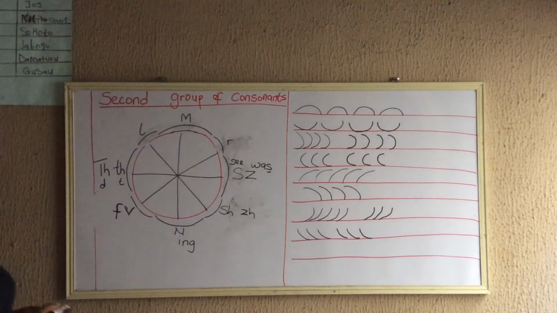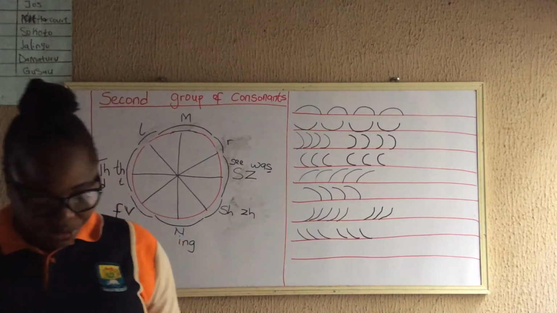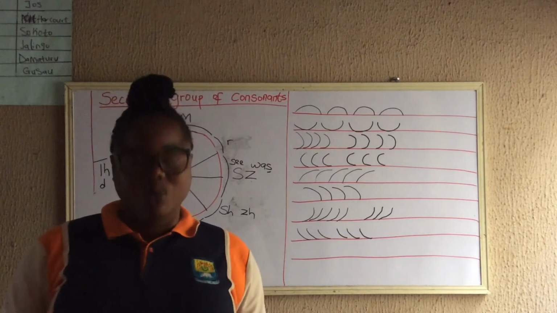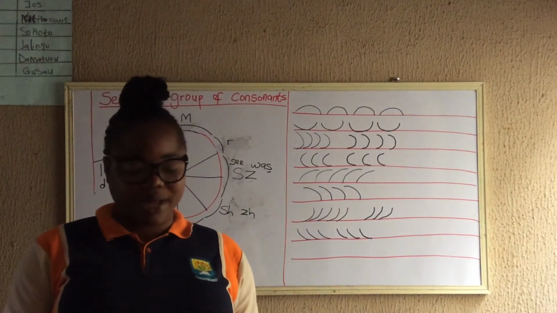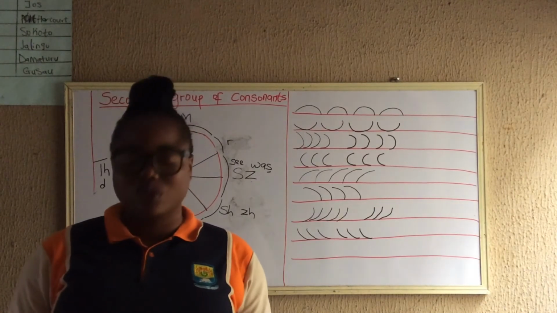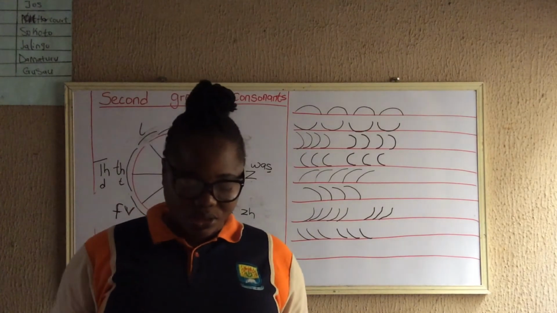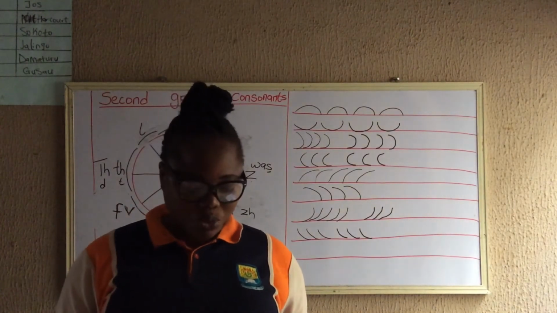Alright, so I'm expecting you to do the same thing as I'm writing them on the board. But I want us to move further by joining consonants, because we will need to join them together so that we can be able to form words.